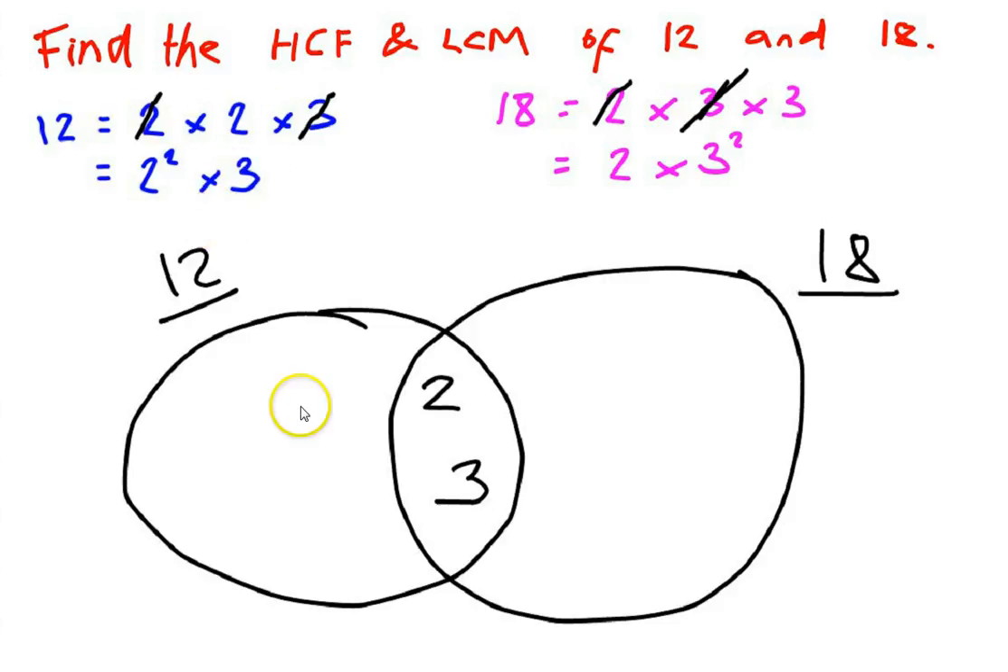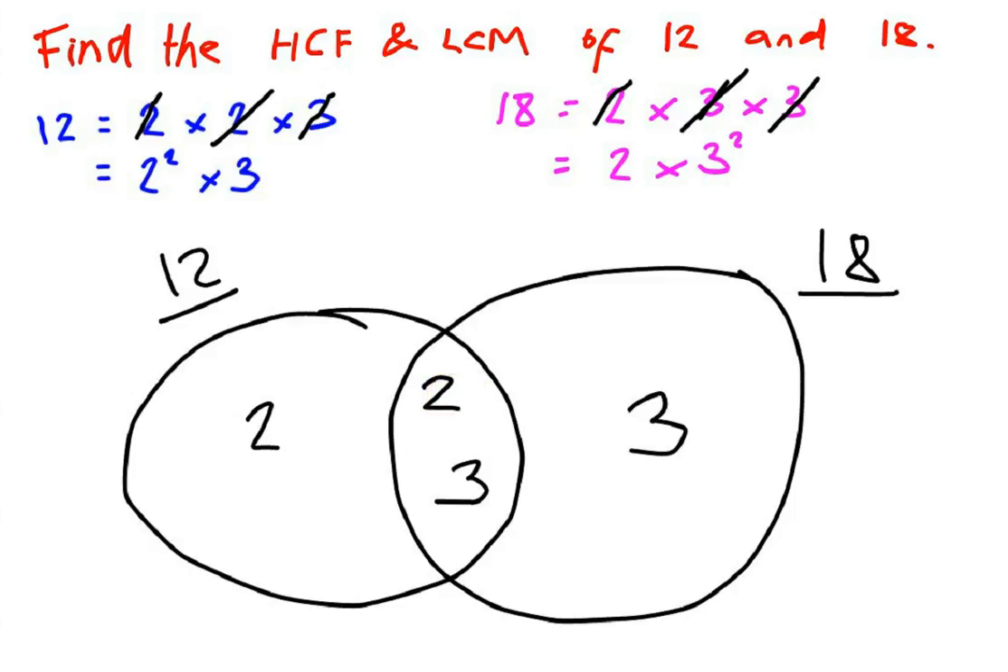So this 2 here will go in this circle here, and now we've dealt with that one, so we can cross it out. This 3 here will go in the 18 circle over here, and we've dealt with that one, so we can cross that one out. We can always check we've got it right by looking at each circle. 3 times 2 times 3 gives me 18, so we've got that right, and 2 times 2 times 3 gives me 12, so we've got that right.